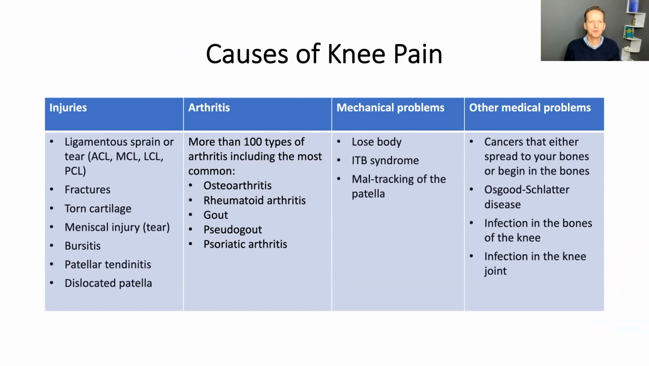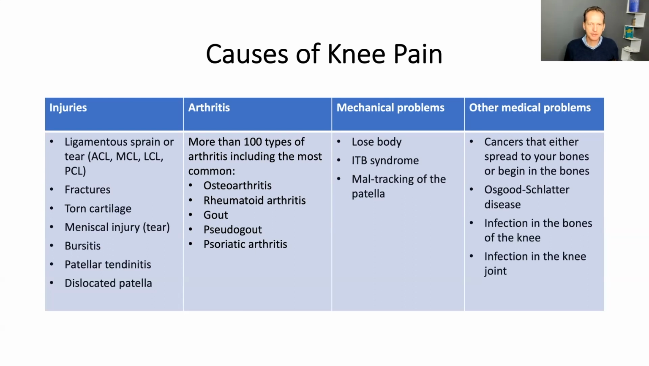So within injuries, you can look at the ligamentous troubles, sprains, strains, tears of anterior cruciate ligament or posterior cruciate ligament, medial collateral ligament, lateral collateral ligament. You can have fractures within the knee, torn cartilage, meniscal tears, and other injuries of meniscus. You can have bursitis, patellar tendinitis, and dislocated patella.